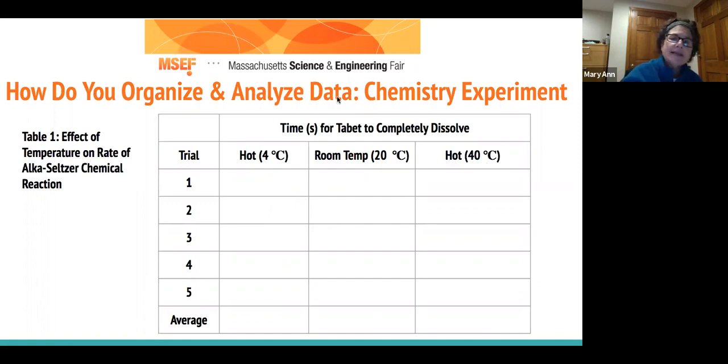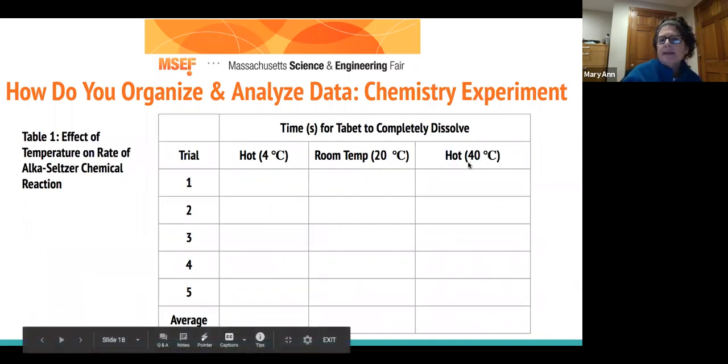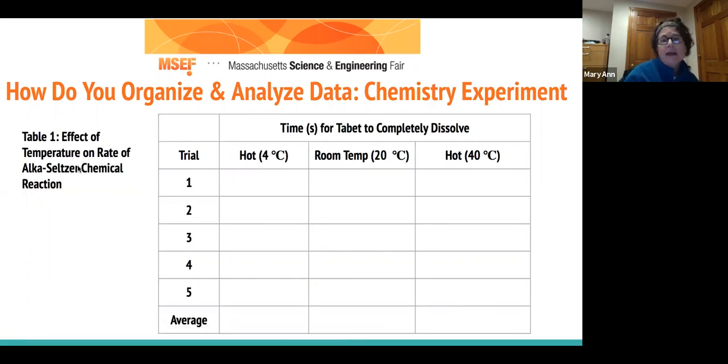And this is my classic data table too, with the independent variable going across the top, the trials going down the side in this column, and always the average at the bottom. And the tables are always labeled, this time effect with an E, effect of temperature on rate of Alka-Seltzer chemical reaction. So it's always that independent variable, dependent variable combination coming up in titles and in your scientific question.